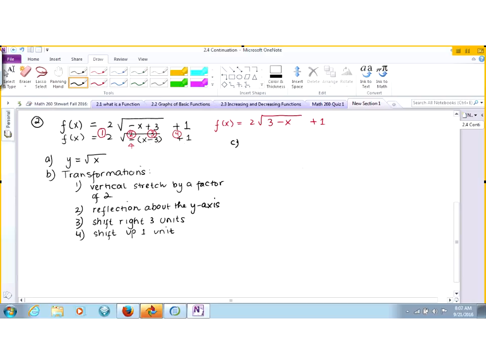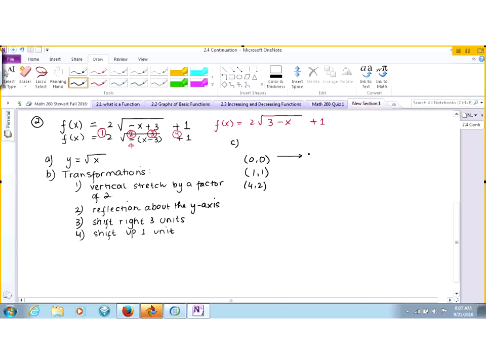Okay. So now we will choose basic 3 points from the basic graph, y equals square root of x. So what points do we choose? 0, 0, yes, that's right. What else? 4, 2? Yes, but there is a smaller one, right? 1, 1? Okay, and 4, 2. All right, good.